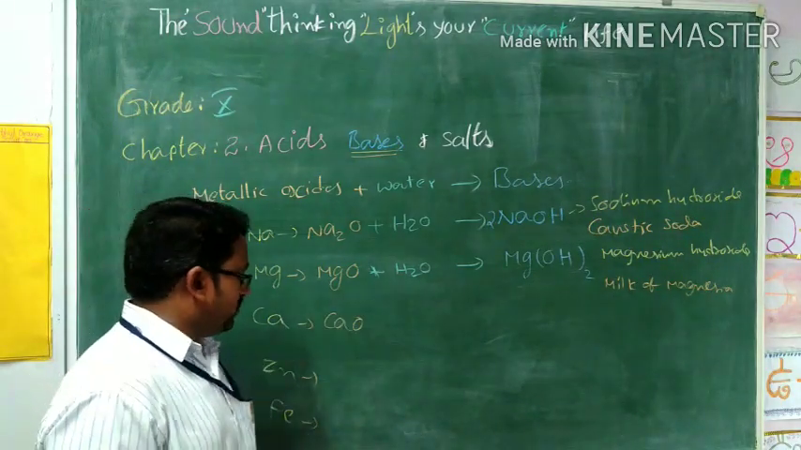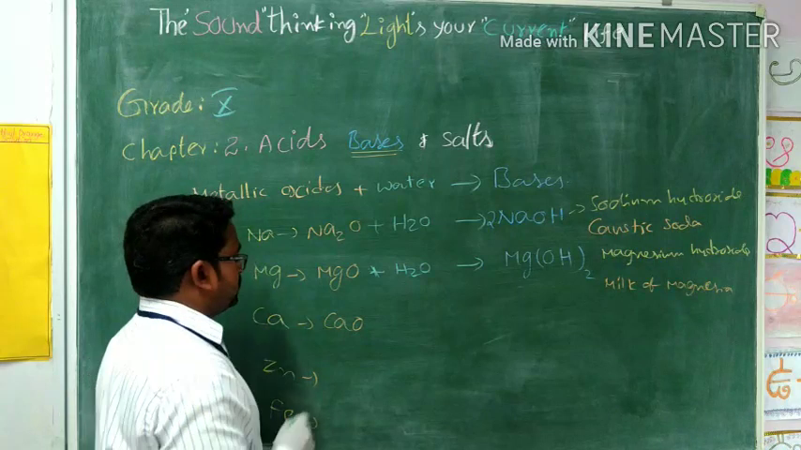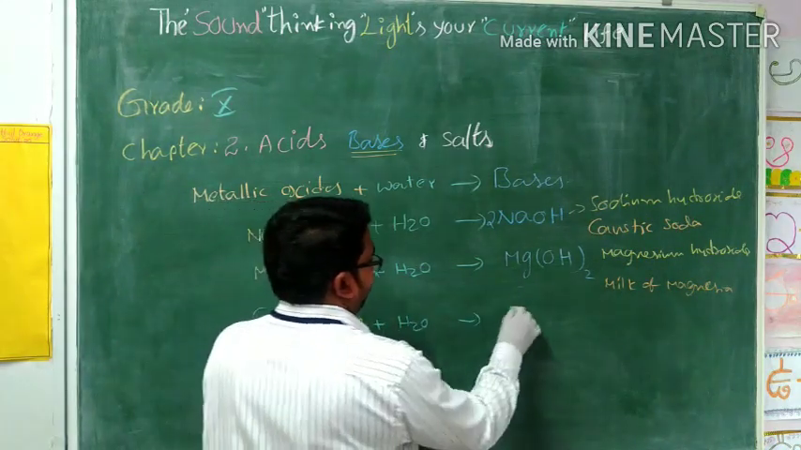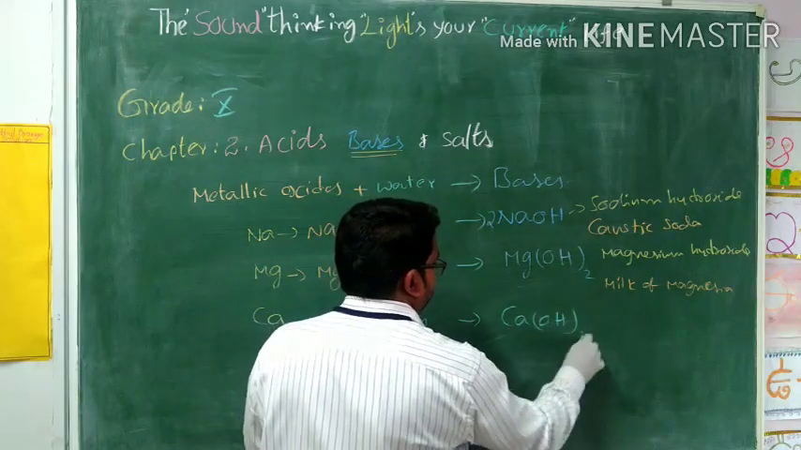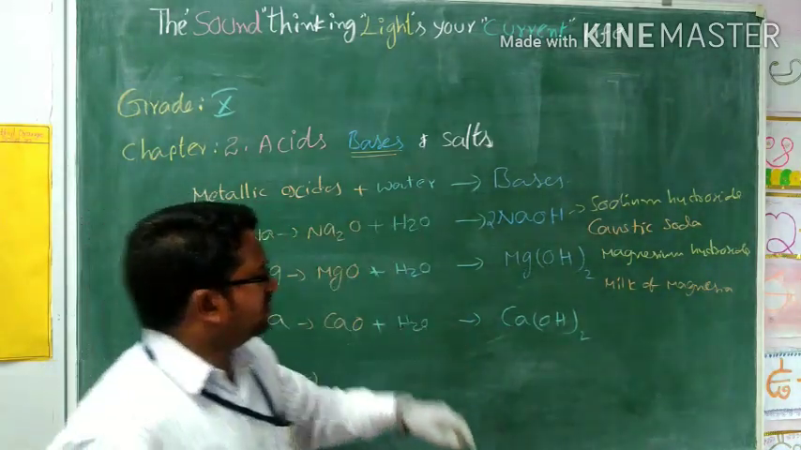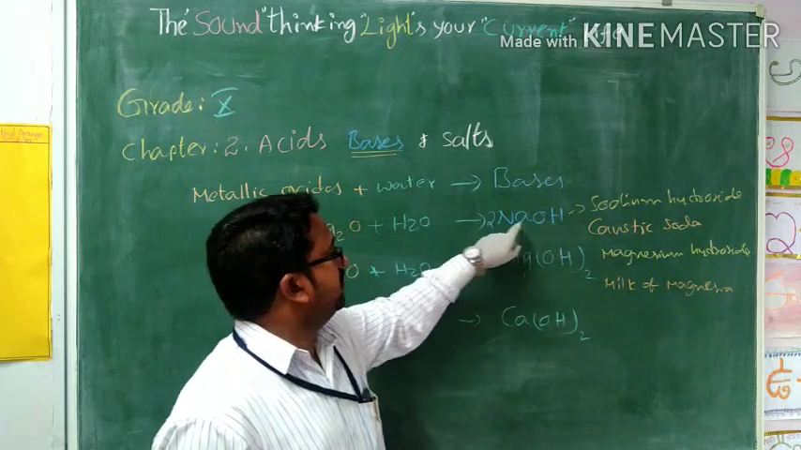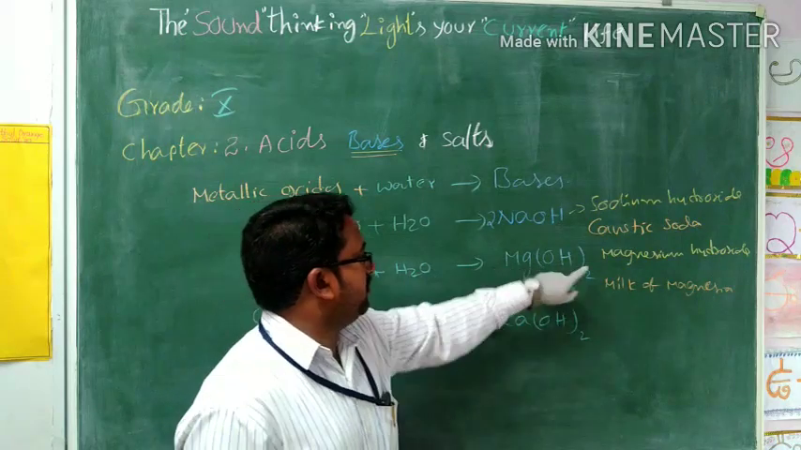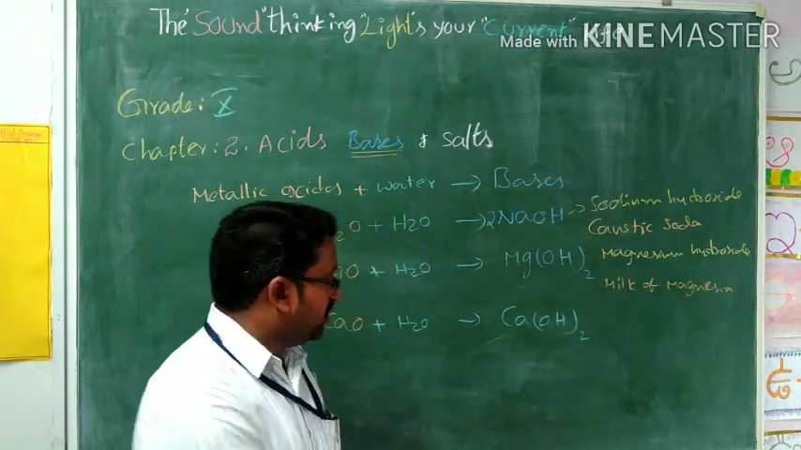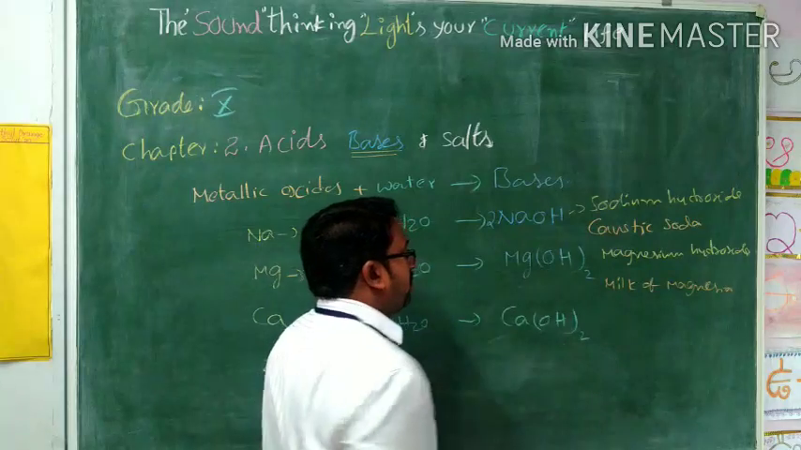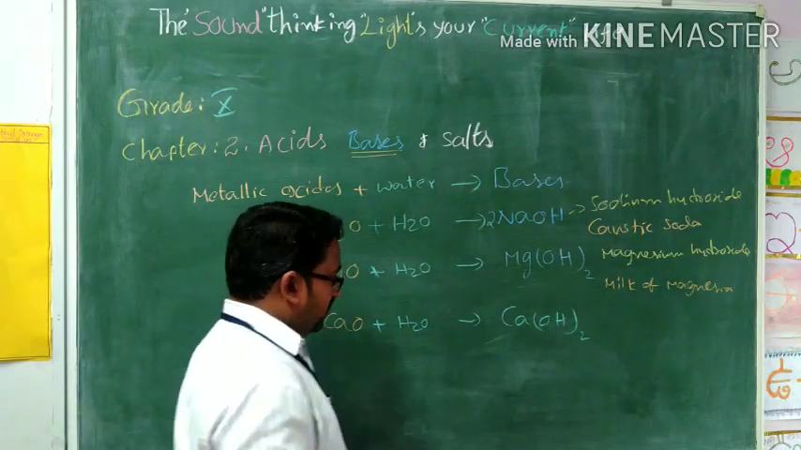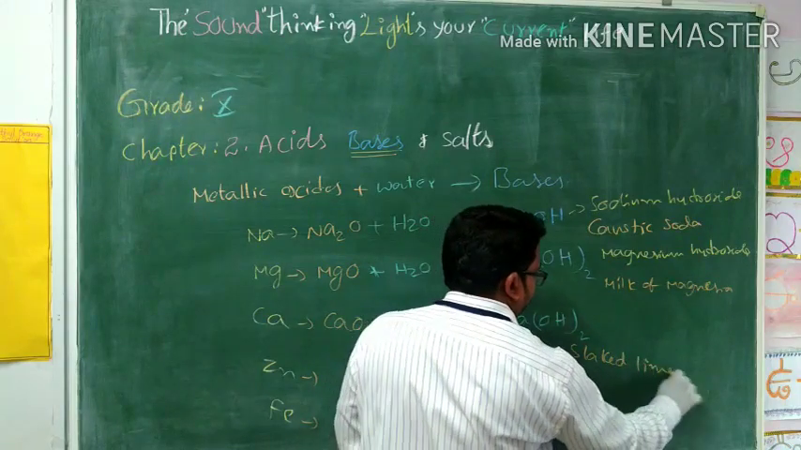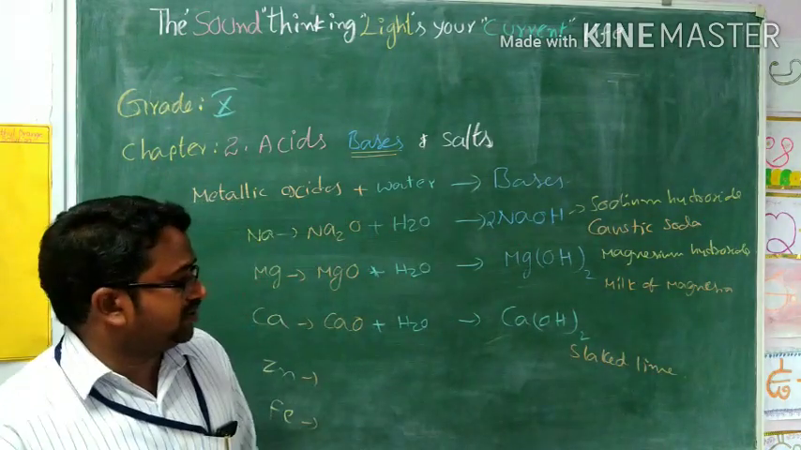So when a metallic oxide dissolves, similarly calcium oxide, when it dissolves in water, it will produce calcium hydroxide. Very easy to remember: OH is there, hydroxide; metal is there, metallic hydroxide. Sodium is the metal, sodium hydroxide. Magnesium, magnesium hydroxide. Calcium, calcium hydroxide. There is a common name for calcium hydroxide: slaked lime. Don't forget the common names.